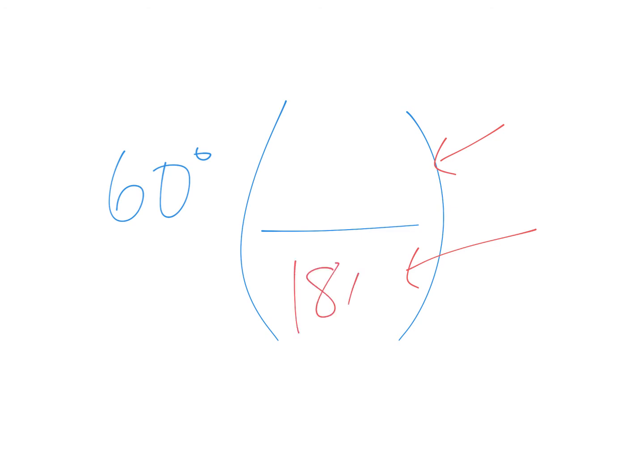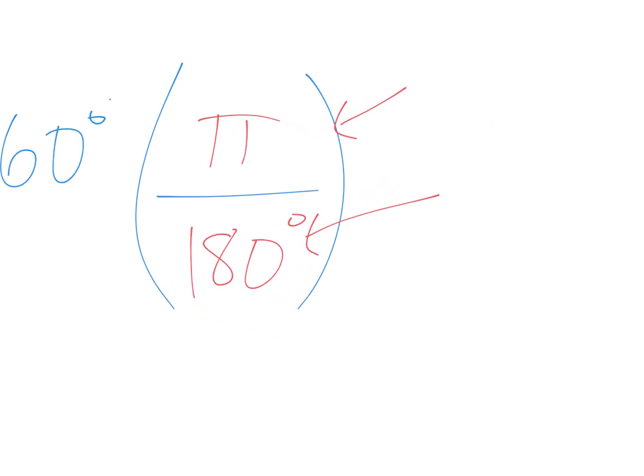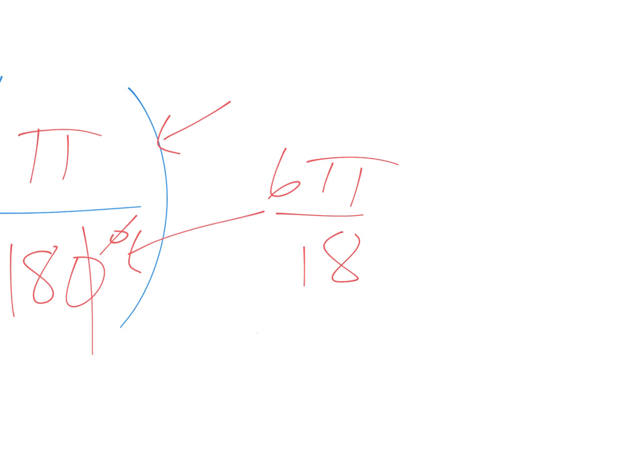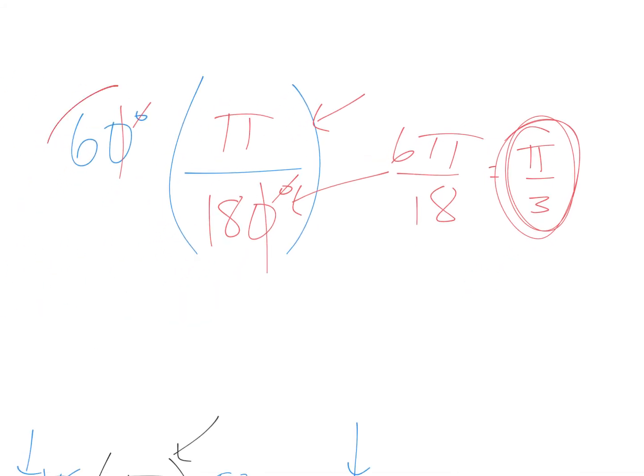180 on the bottom so that the degrees will cancel. And there's a pi on the top. If you simplify this down, the degree will cancel the degree, and the 60 and the 180 will simplify. 6 pi over 18. Can you simplify that? I can. Can you? Elle, what do you get? Yep. So pi over 3 is the same thing as 60.